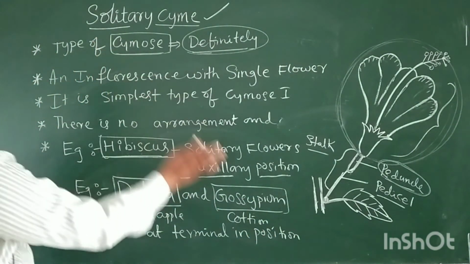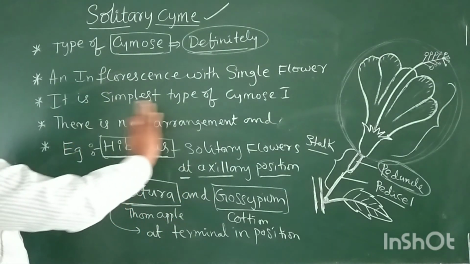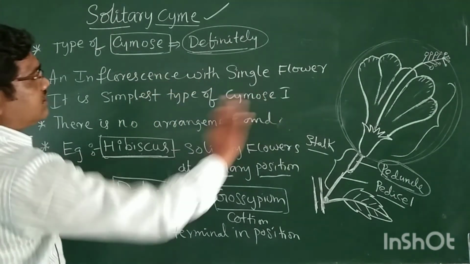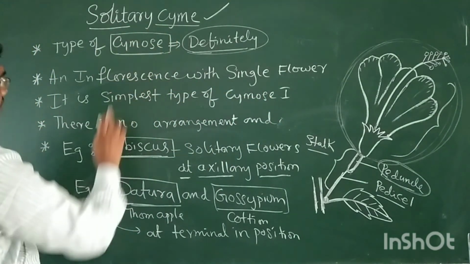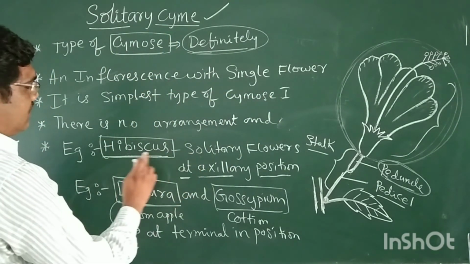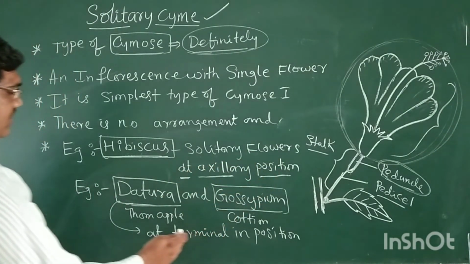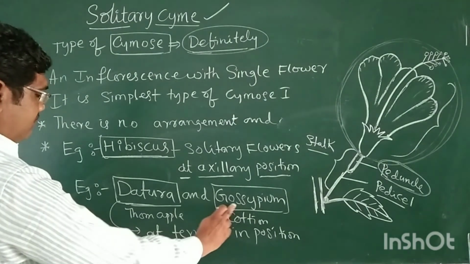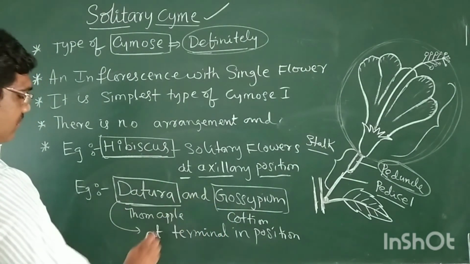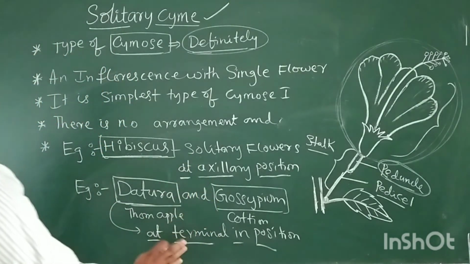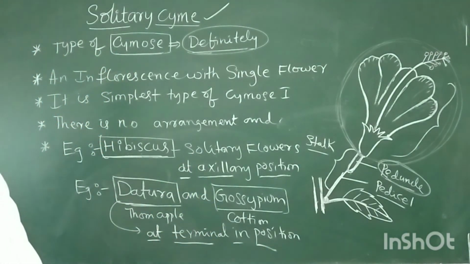Okay? So this is the brief explanation about the solitary cyme. Solitary cyme is observed in hibiscus. In hibiscus, the solitary flower is at the axillary position. In datura and gossypium, the solitary flowers are at the terminal position. So these are the characters of the solitary cyme.